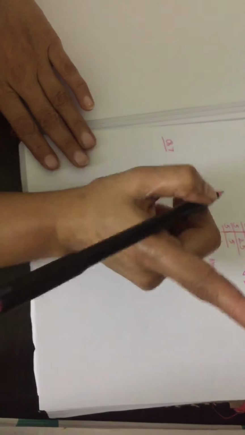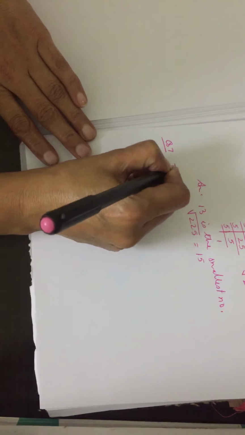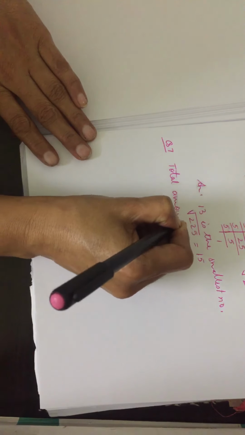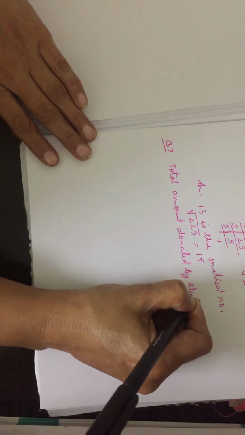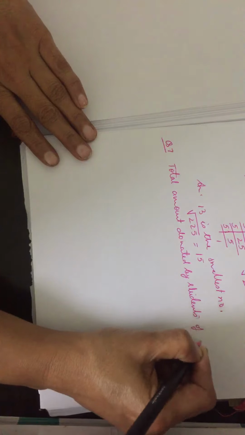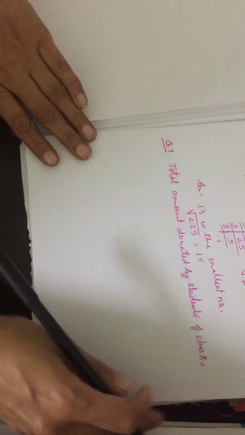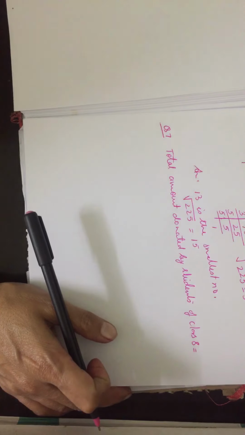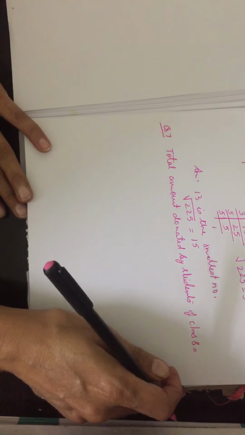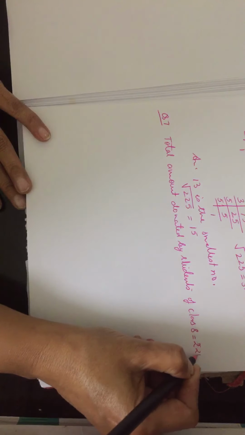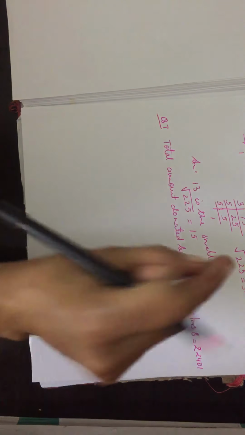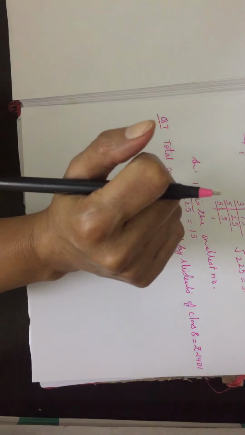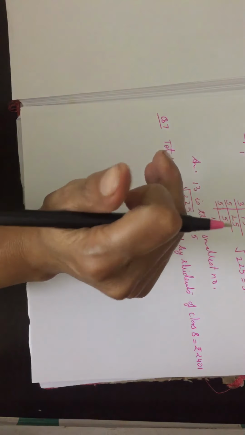Whenever a word problem is there, you should write statements. So, total amount donated by students of class 8th is rupees 2401. Now, each student donated as many rupees as the number of students in the class. Each student donated how much amount? As many as the number of students in the class. And we are supposed to find the number of students in the class.